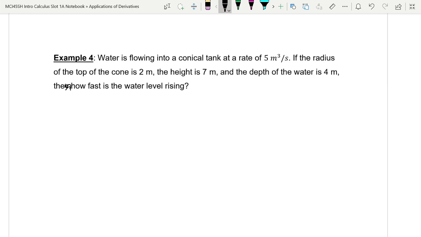Does anybody remember what a cone looks like? Well, obviously a cone, what it looks like. I'm sure everybody knows what it looks like. Do you remember what the formula looks like?